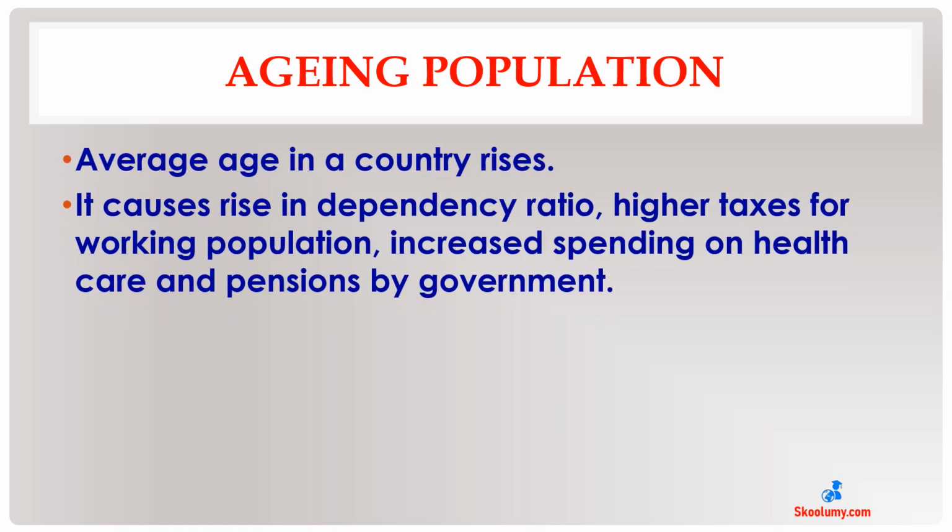What is aging population? It occurs when the average age in a country rises. The implication is that the fewer people working must support older people, leading to a rise in dependency ratio. Dependency ratio is the number of those not working to the labor force. The workers may have to pay higher taxes for government to be able to cater for old people.